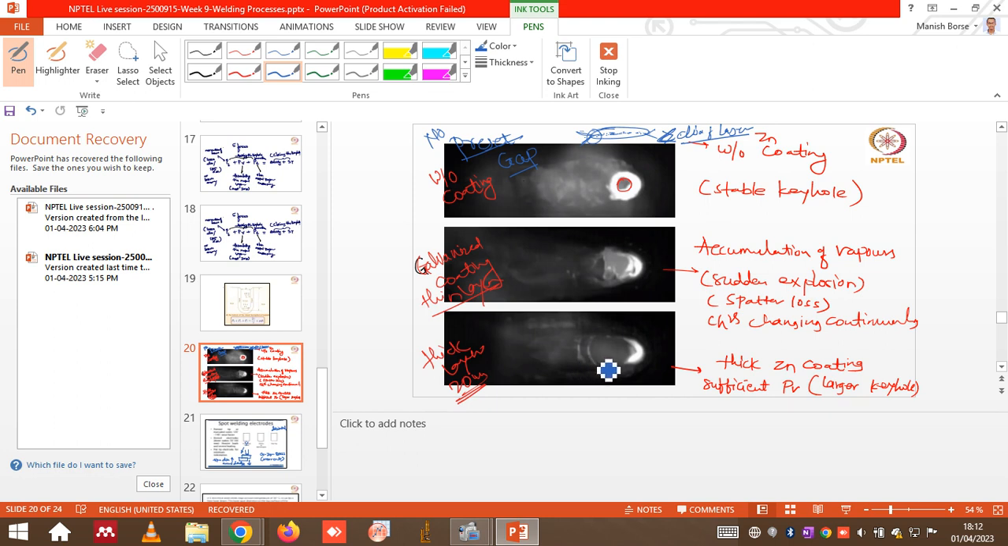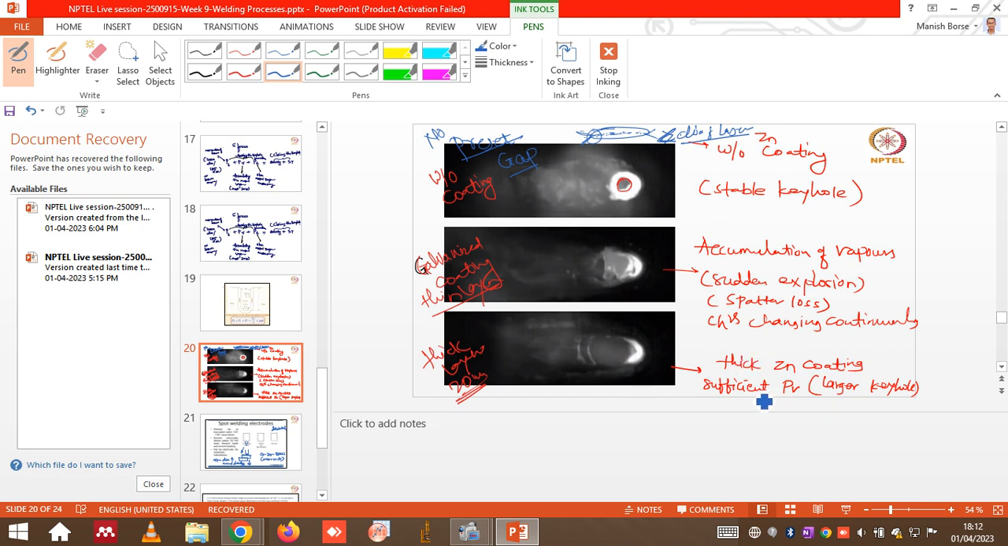So by maintaining a preset gap, or also we can have some intentional thicker coating of galvanized zinc, or we can say zinc coating, a large amount of vapors will be generated, and subsequently the vapor pressure buildup is always higher, so the keyhole will always be there, right? And vapors are always escaping from that keyhole.